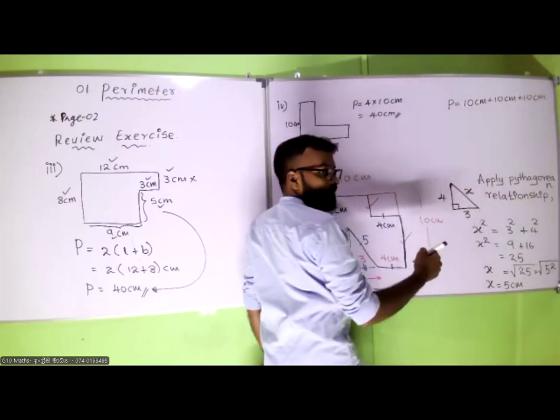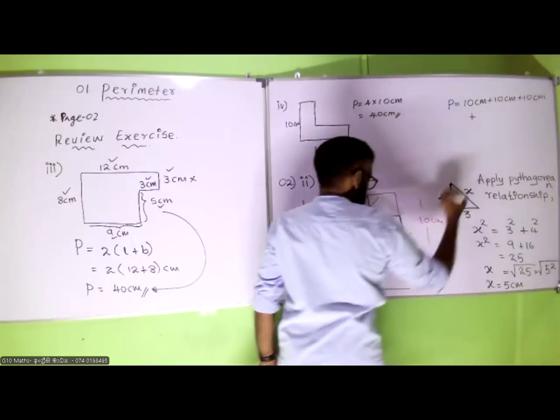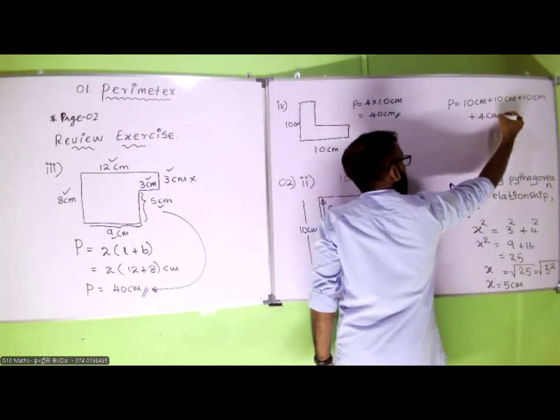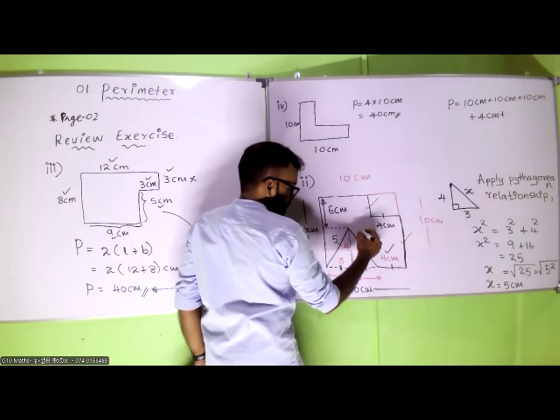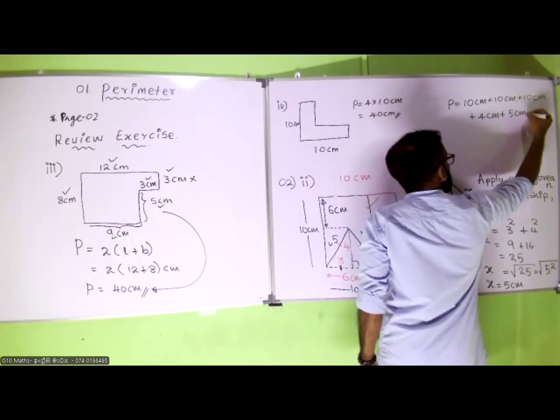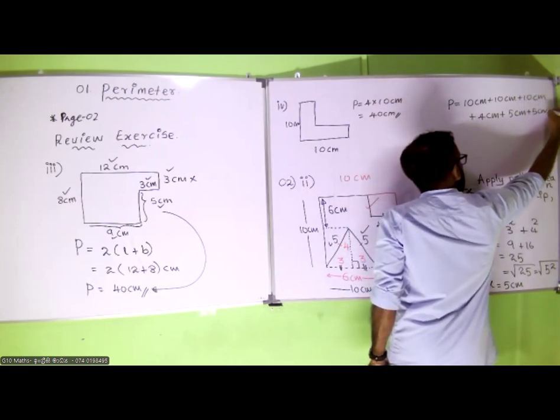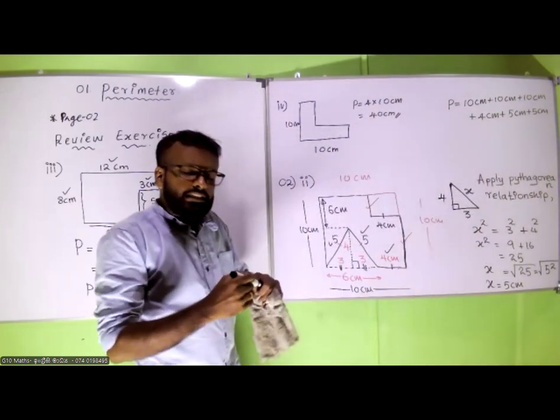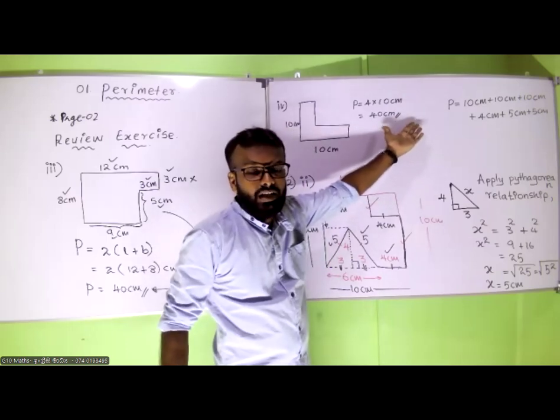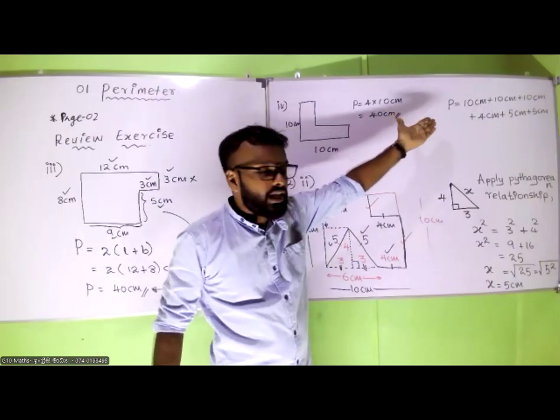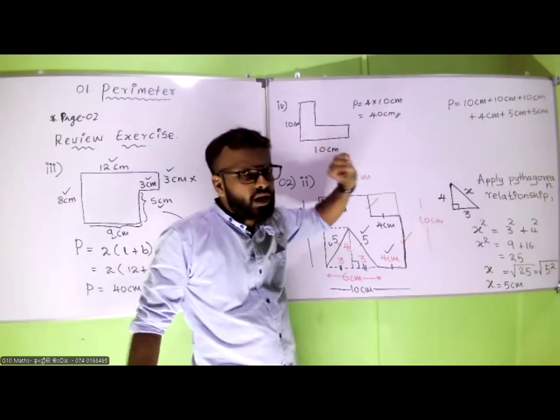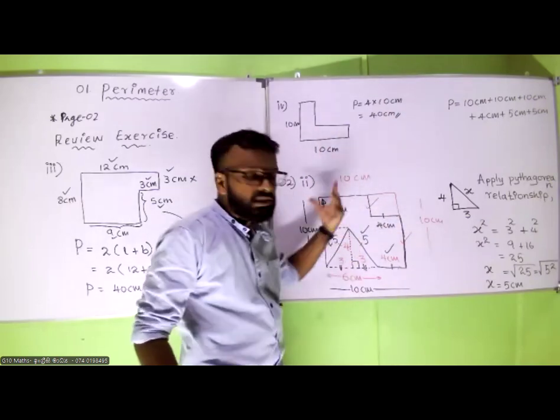10 centimeter, plus 4 centimeter, plus 5 centimeter, plus 5 centimeter. So each and every time, you need to put centimeter, right? Everywhere for the lengths when you are adding, there is no need to put centimeter each and everywhere. You know all lengths are in centimeters.